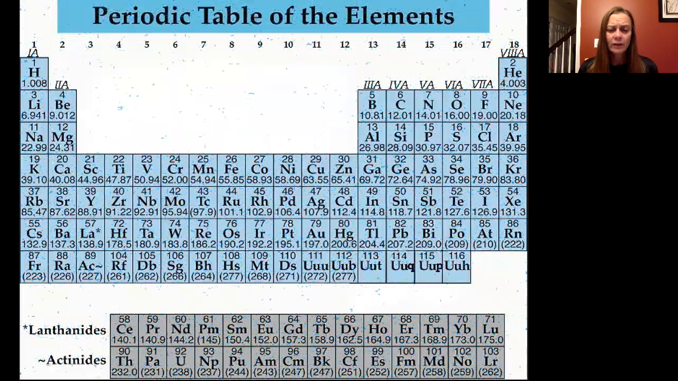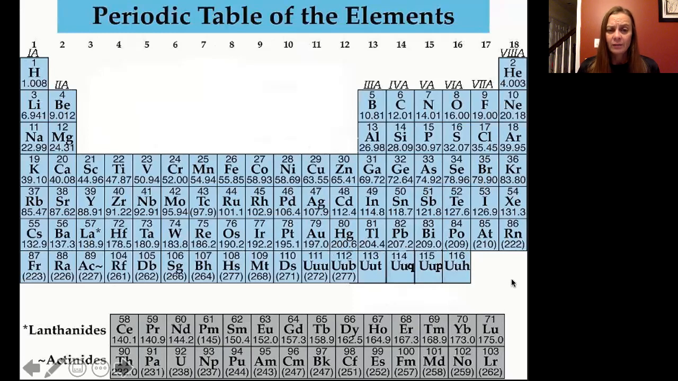So let's take a quick look at our periodic table and talk about states of matter of the elements. Almost every metal is a solid, with one exception, and that's this one right here. Mercury is our only liquid at room temperature metal. And it's one of only two elements on the periodic table that is a liquid at room temperature. The other one is bromine. So we need to know those two. Bromine's a liquid at room temperature. Mercury's a liquid at room temperature.